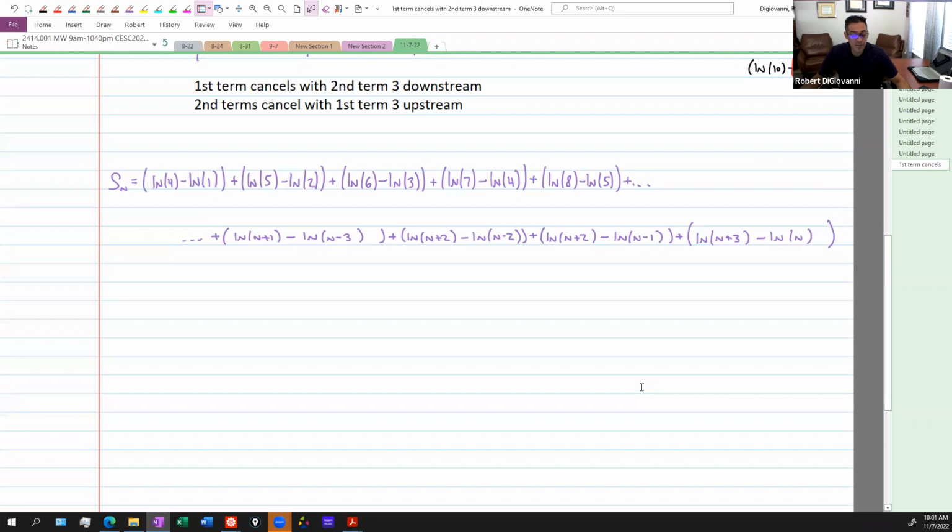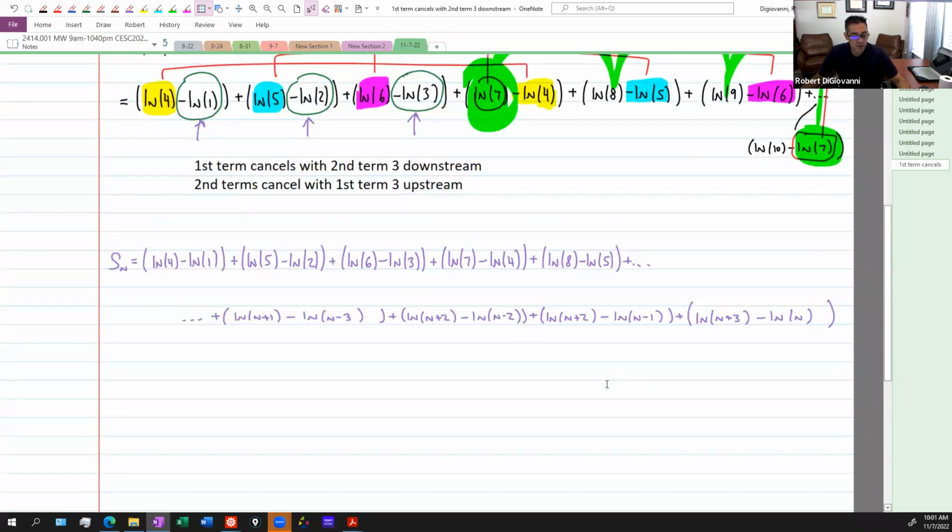Let's start doing some cancellation. First terms cancel with the second term three downstream. So let me start with this first term. That first term should cancel with the second term 3 down. That one right there, they're gone.